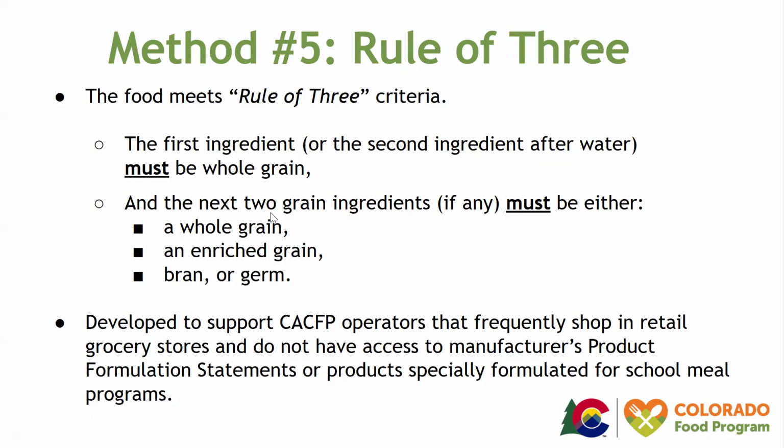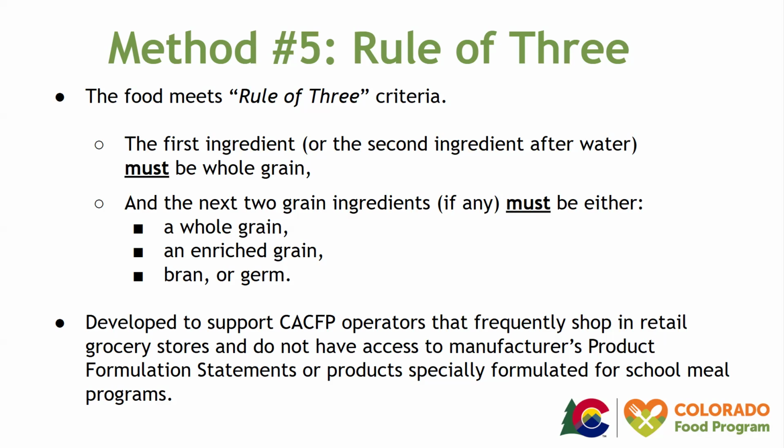All right. So method number 5, and one that is a little tricky, but really important to learn, is called the rule of 3. So as long as the food meets the rule of 3 criteria, you can consider it to be whole grain rich. And what this means is if the first ingredient or the second ingredient after water is a whole grain, and the next 2 grain ingredients, if any, are whole grain, enriched, bran, or germ, that product is eligible to be claimed as whole grain rich.